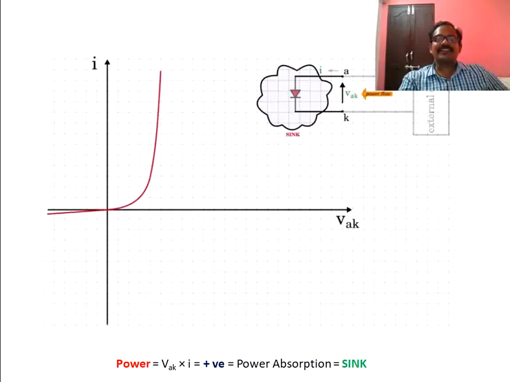Now, what are the VI characteristics of a diode? As you can see in the graph, VAK is on the x-axis and I is on the y-axis, and you get a curve like this. It's a forward bias characteristic, because it's a diode. So voltage is positive on the x-axis, current is positive on the y-axis. Therefore power is equal to VAK times I, so it is positive. So it is power absorption. The diode is acting like a sink and it is taking power from the external source.